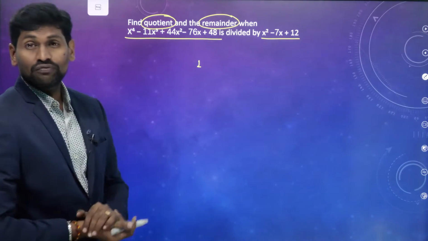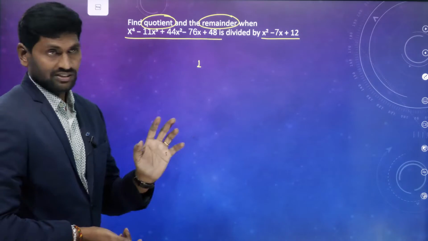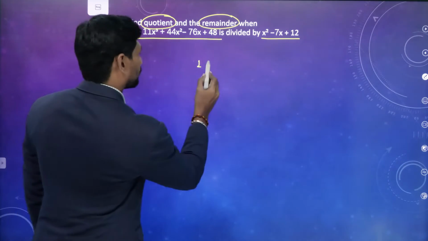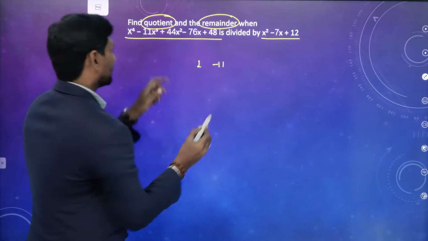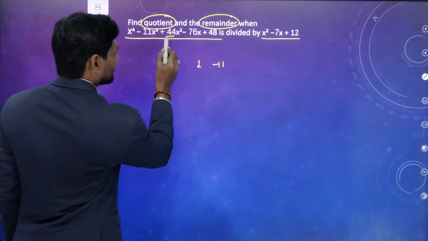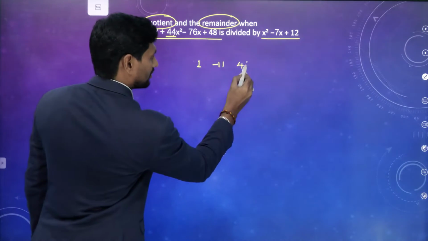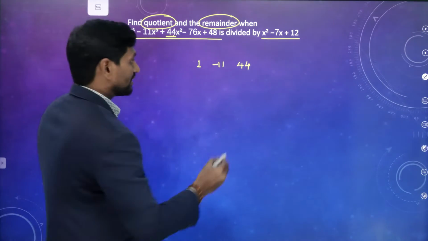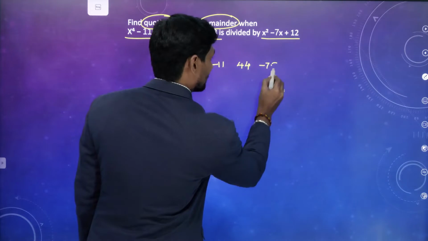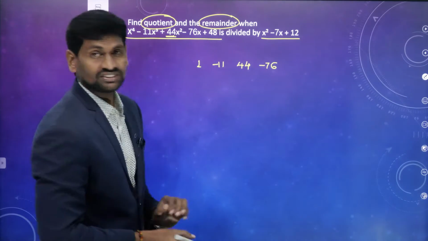I am taking the coefficients of the biquadratic polynomial. So the x power 4 coefficient is 1, the x cube coefficient is minus 11, the x square coefficient is 44, the x coefficient is minus 76, and the last constant term is 48.